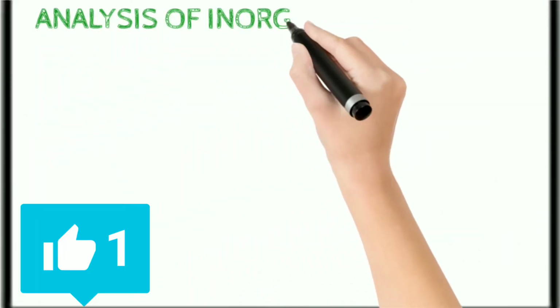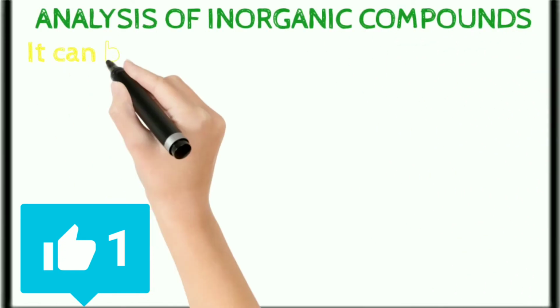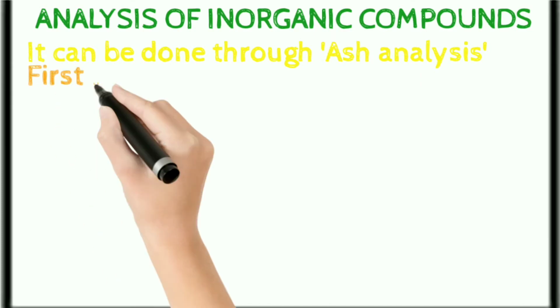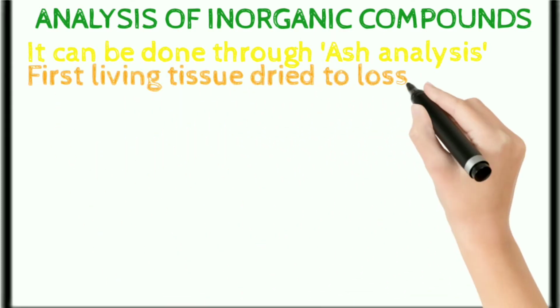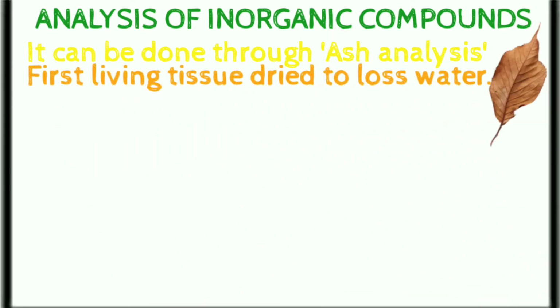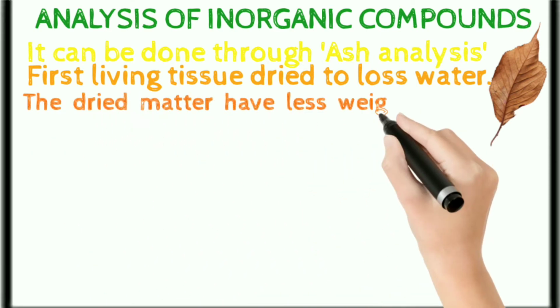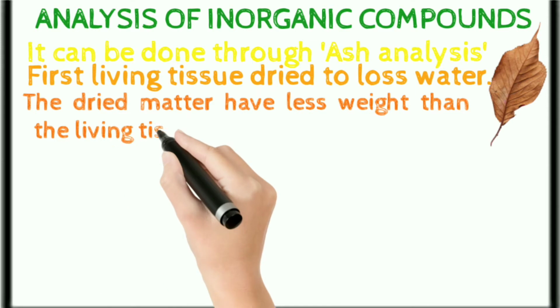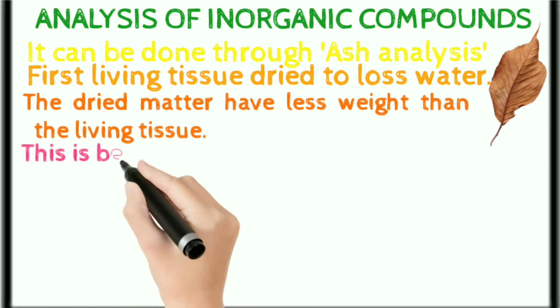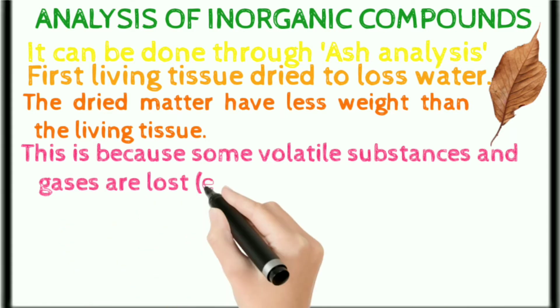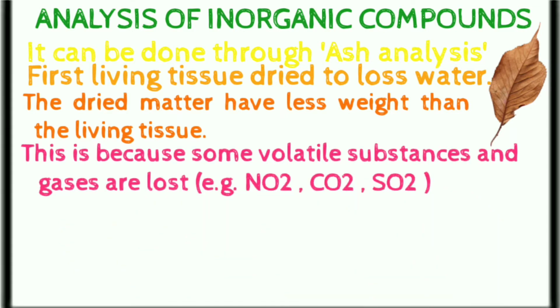Analysis of inorganic compounds. It can be done through ash analysis. First, living tissue is dried to lose water. The dried matter has less weight than the living tissue. This is because some volatile substances and gases are lost, like NO2, CO2, SO2.